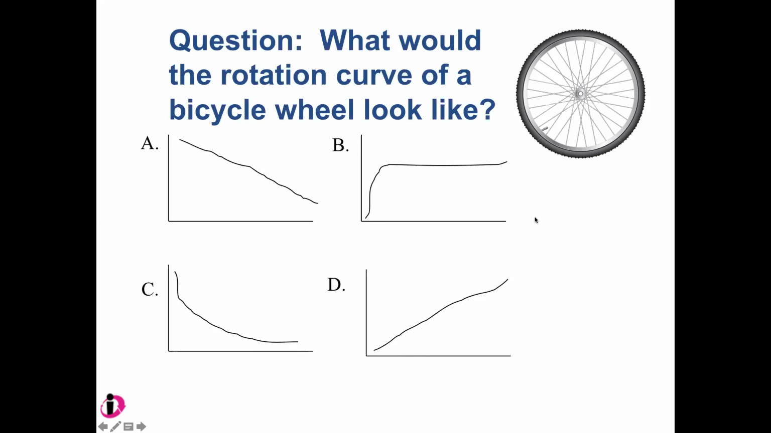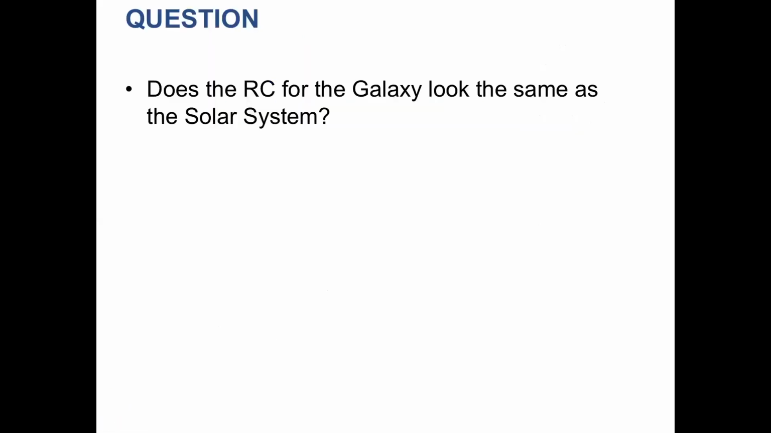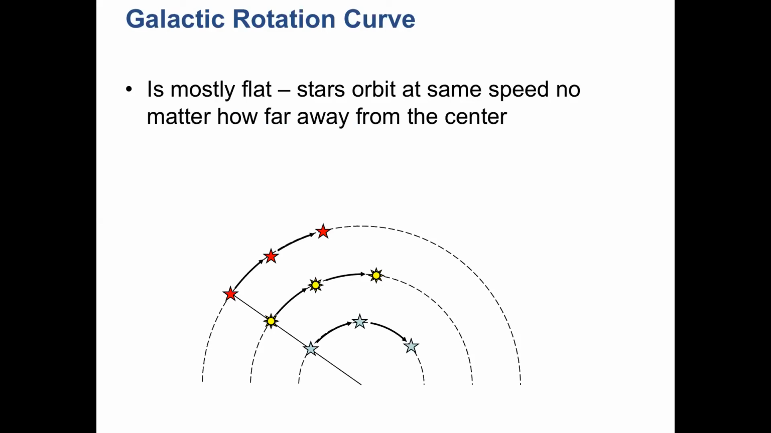Great. So here's the question. Does the rotation curve, we're using the fancy RC here, look the same for the galaxy as the solar system? And the answer is no, it does not. And this is a very interesting fact, and it provides us with more information about the mass contained within the galaxy itself. When you look at the rotation curve of the galaxy, the galactic rotation curve, it is mostly flat.